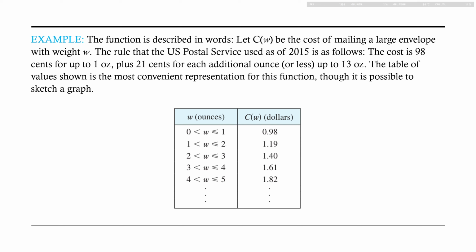So in words, it's not really clear what the relationship is between the C, the cost, and the weight W, but when you put it out in a table like below, it's way easier to see the relationship. And as mentioned, you could even sketch a graph, and that might even be a clearer representation of this function.